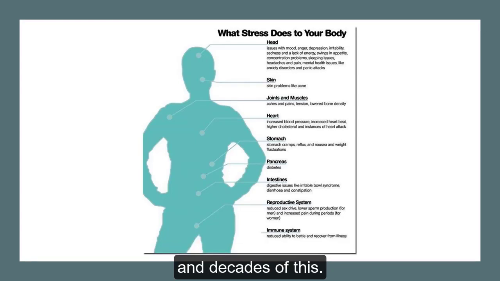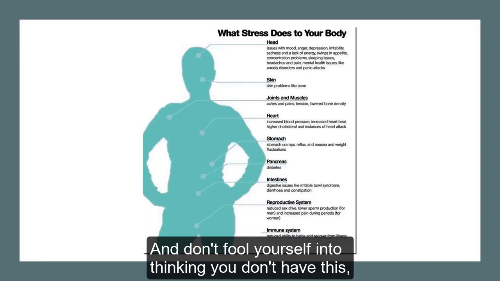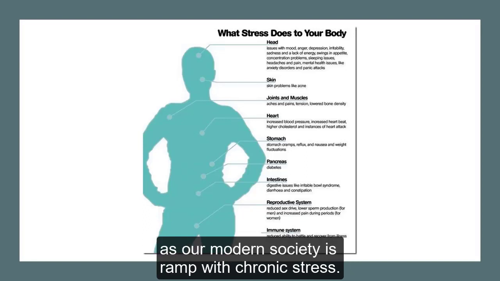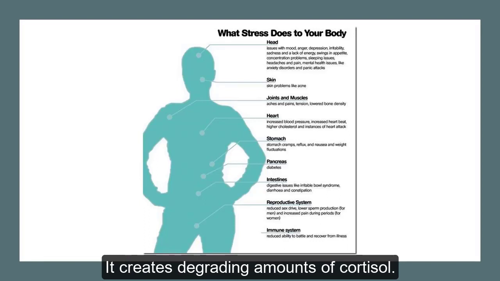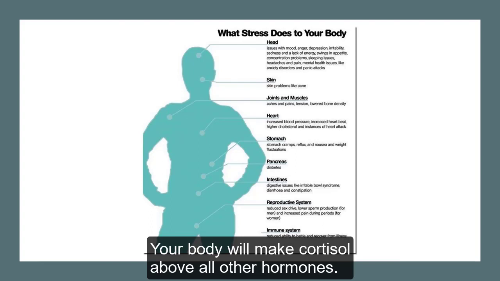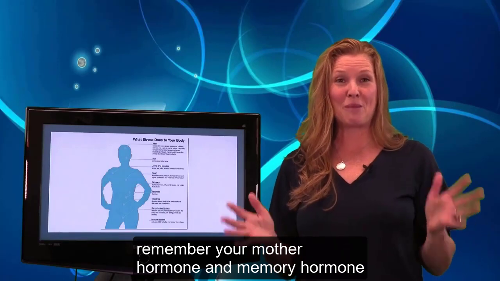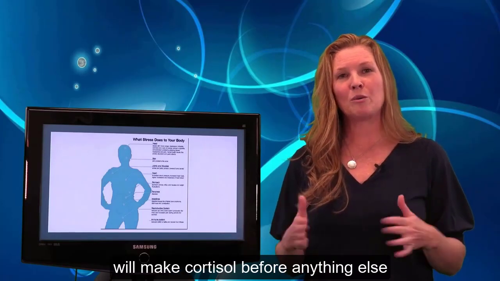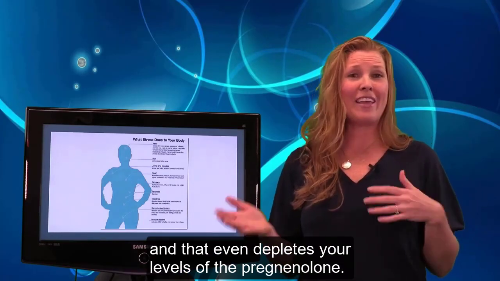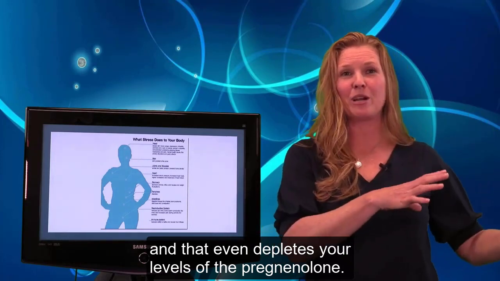And decades of this, and don't fool yourself into thinking you don't have this, as our modern society is rampant with chronic stress. It creates degrading amounts of cortisol. Your body will make cortisol above all other hormones. So your pregnanolone, remember your mother hormone and memory hormone, will make cortisol before anything else. And that even depletes your levels of the pregnanolone.